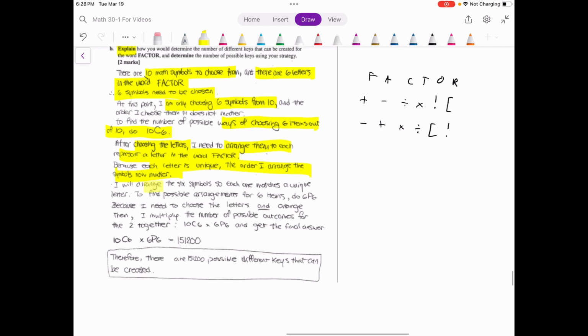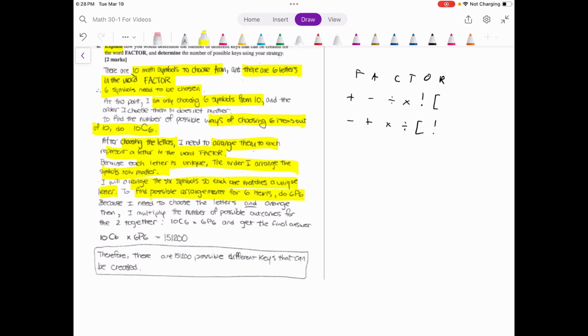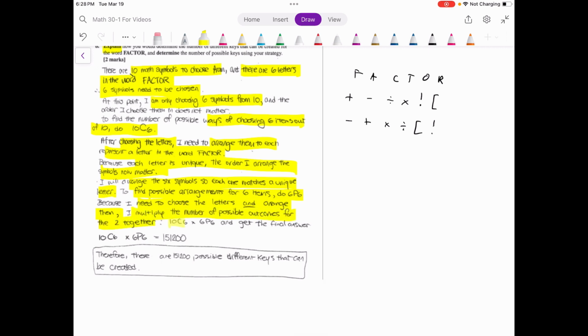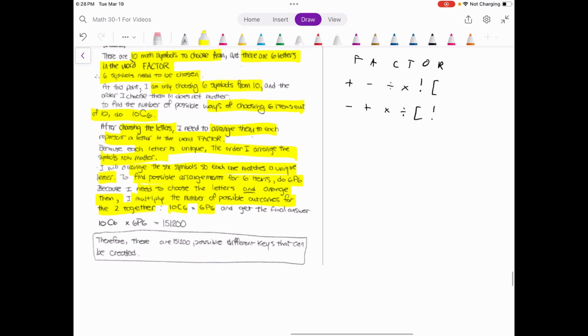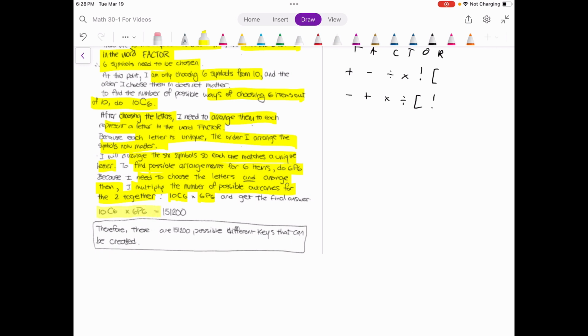So they'll arrange the 6 symbols so that each one matches a letter. To find the possible arrangements for 6 items, they chose to do 6 permute 6. They also could have just said 6 factorial, right? Because they need to choose the symbols and arrange them, they multiply the number of possible outcomes for the 2 together, right? 10 choose 6 ways to even decide on our 6 symbols, and then 6 permute 6 ways to figure out the different orders and therefore let them represent different letters, okay? And so they multiply them together to get the final answer of 151,200.